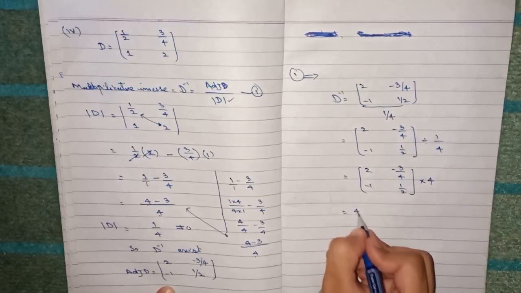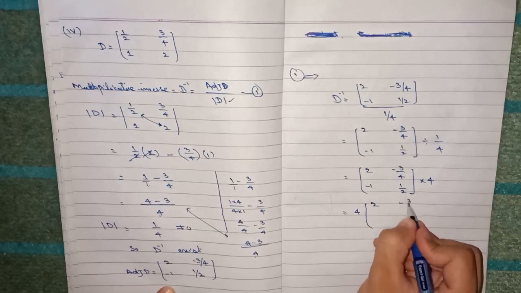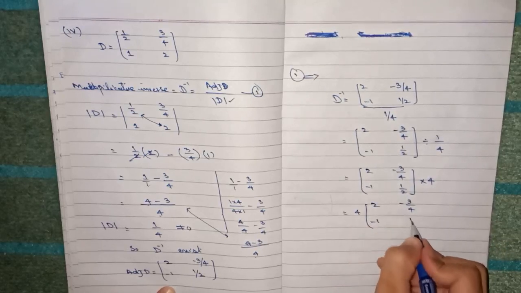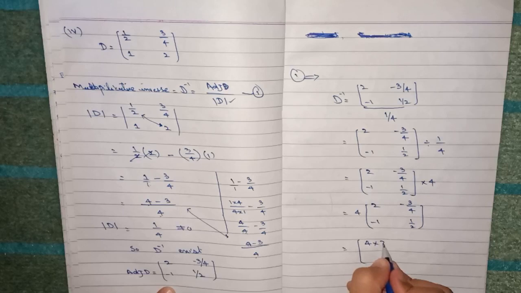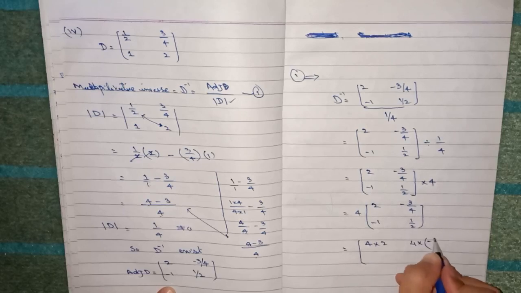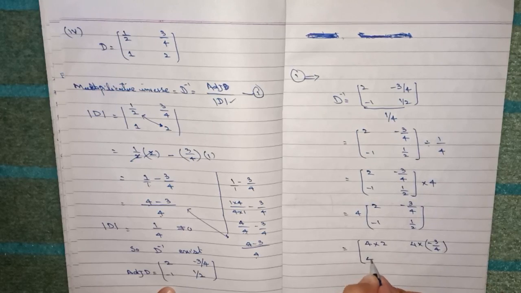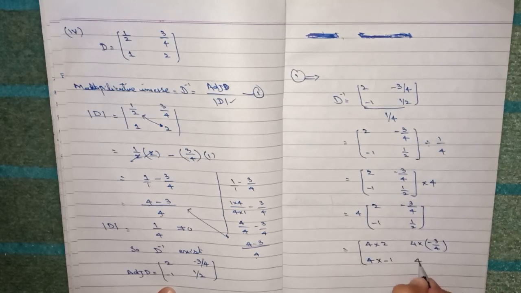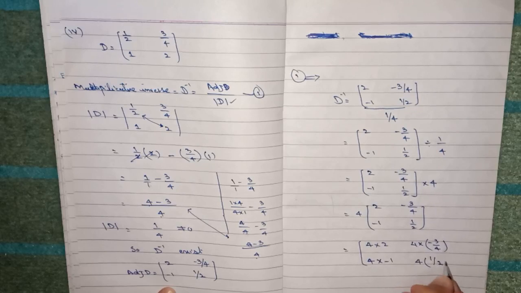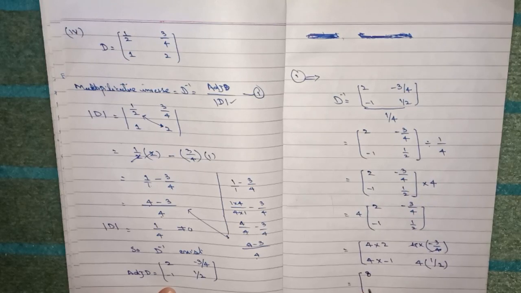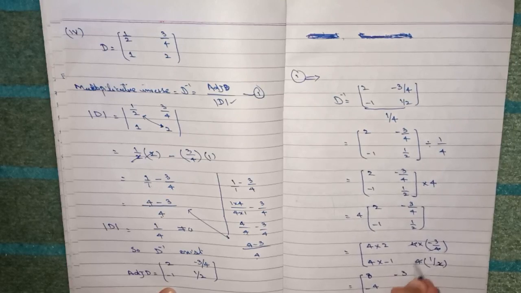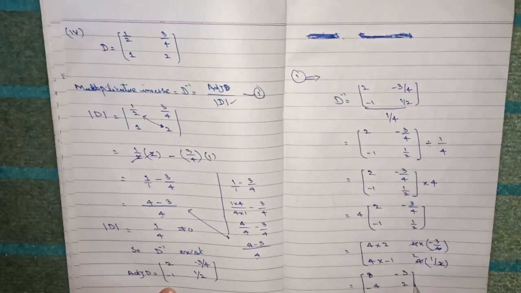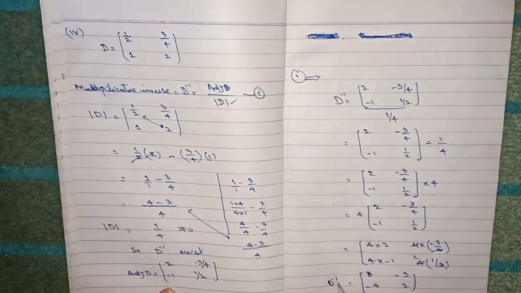So now 4 will multiply with all the entries inside it. 4 multiplied by 1 by 2, 4 multiplied by minus 3 over 4, 4 multiplied by minus 1, 4 multiplied by 2. 4 cancels with 4. It is 2, minus 3. 4 cancels with 4, minus 4, it is 8. So this is the multiplicative inverse of the matrix D.